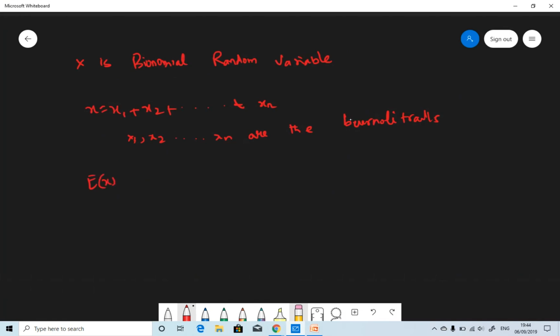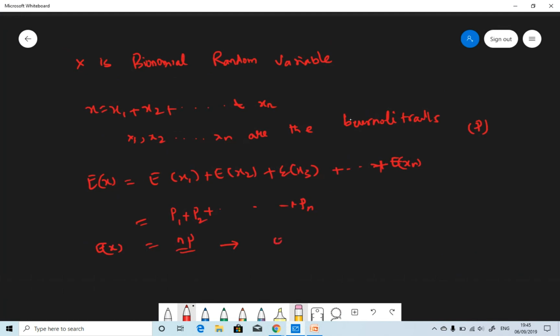What is the expected value of x? It will be E of x1 plus E of x2 plus E of x3 up to E of xn. We need the success only, right? The success is p. So the expected value will be p plus p plus p and so on. I have n number of p's, so the expected value of a binomial is np.